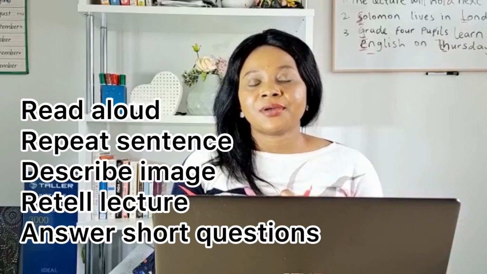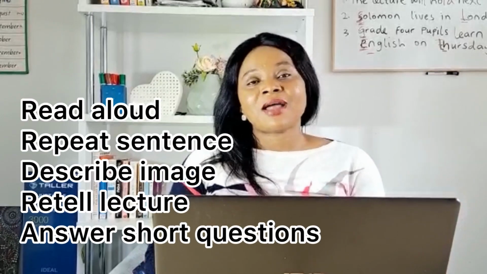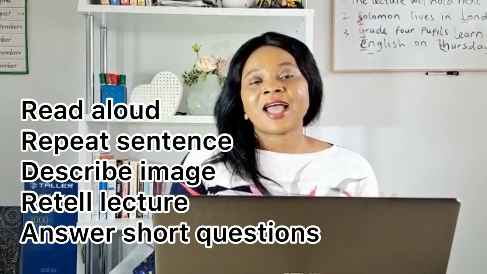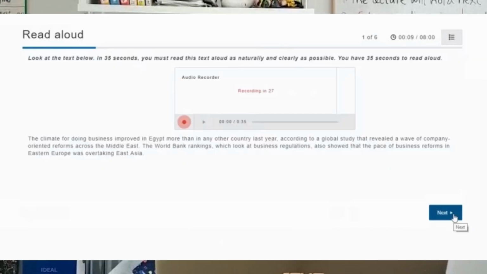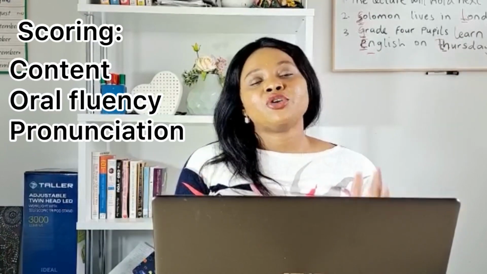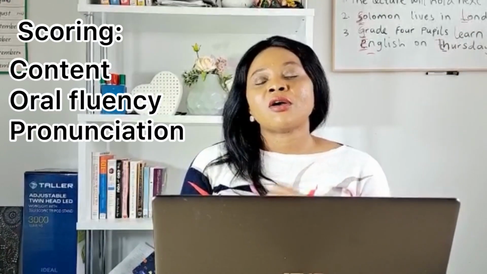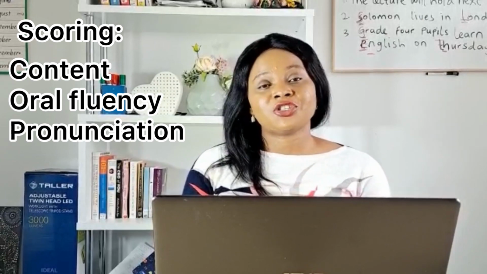Now let's look at the 5 tasks that make up the speaking module. They are the read aloud, the repeat sentence, describe image, retell lecture, and answer short question. Okay, so this is how the read aloud would look like. And then this is how the repeat sentence would also look like. Now, what is expected of you in this task is you'll be scored for content, oral fluency, and pronunciation.